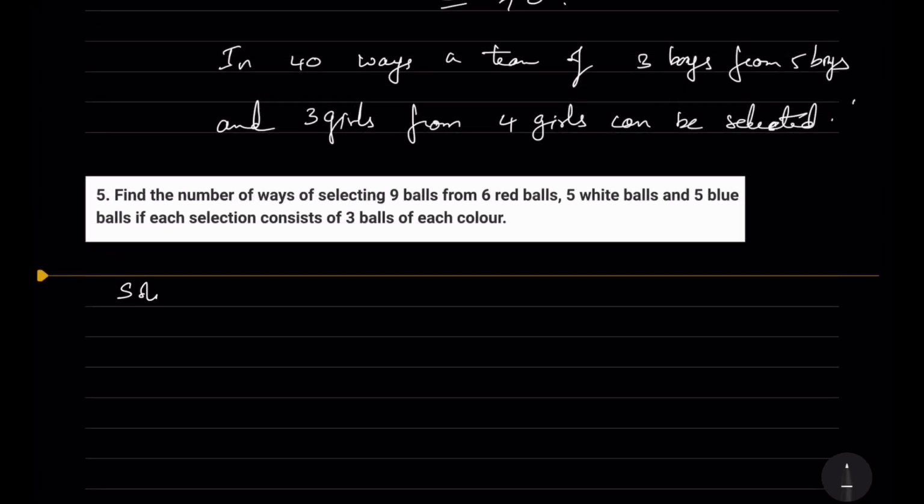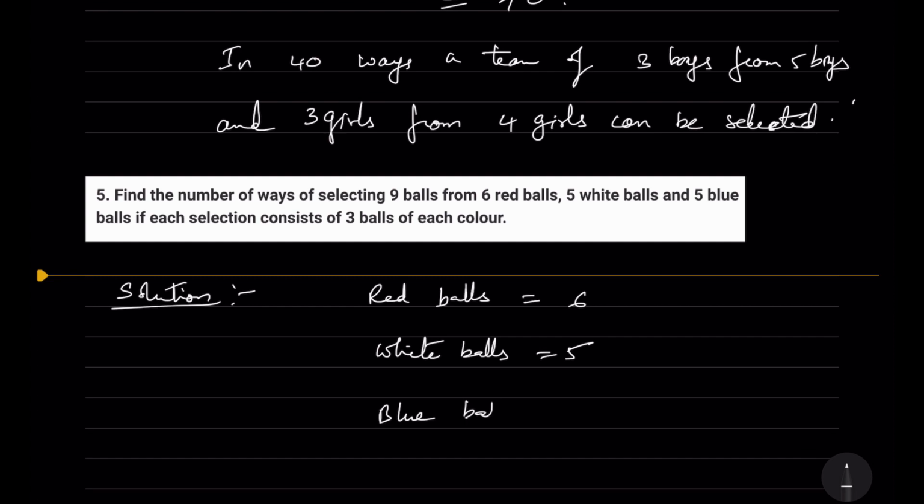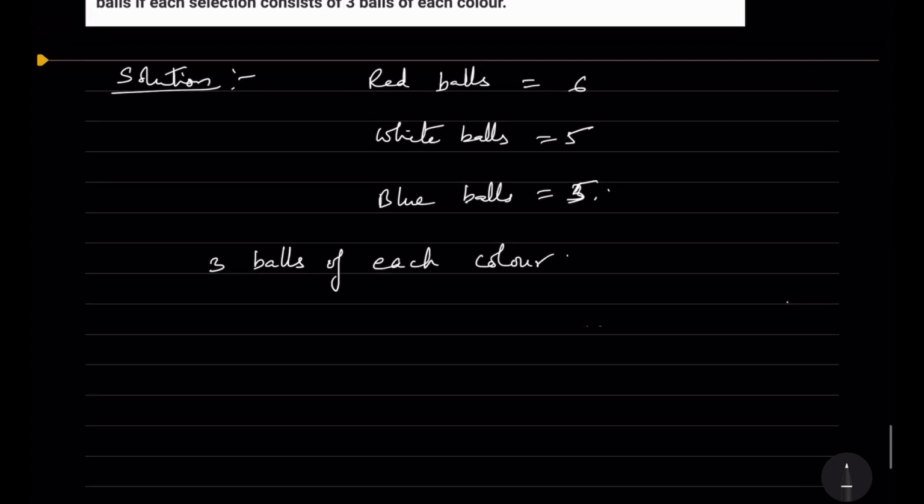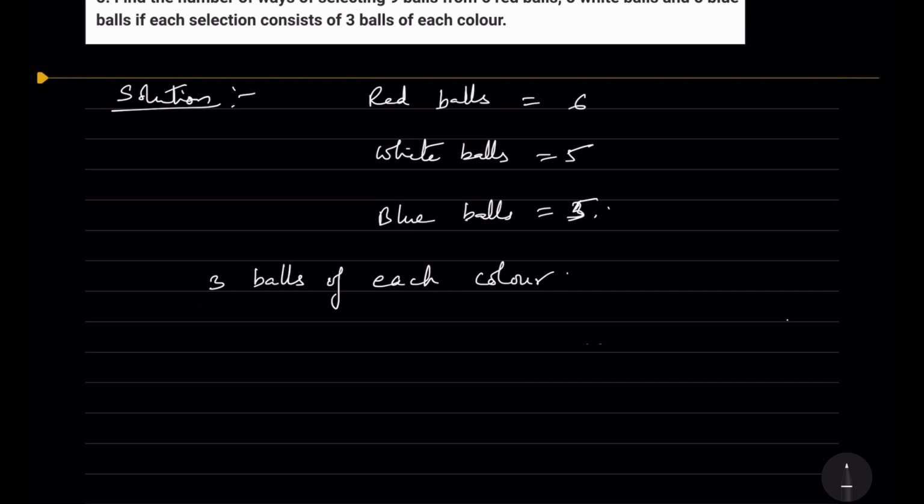So in the solution, what are the number of balls of each color? So we are having red balls, how many balls? We are having 6. Then white balls is equal to 5. Then blue balls is equal to 5. So now here, 3 balls of each color. That means from the total of 6 red balls, you are going to select 3 of this color, 3 of white color, 3 of blue color.